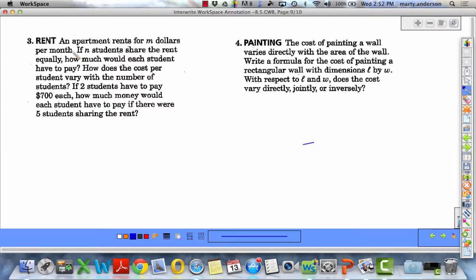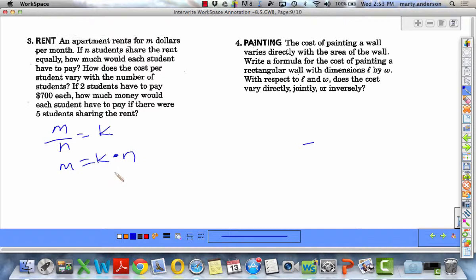An apartment rents for M dollars per month. If N students share the rent equally, how much would each student have to pay? How does the cost per student vary with the number of students? So we're talking about M dollars divided by N students. That's going to be our constant of proportionality. So this is direct variation because it's money equals K times N.